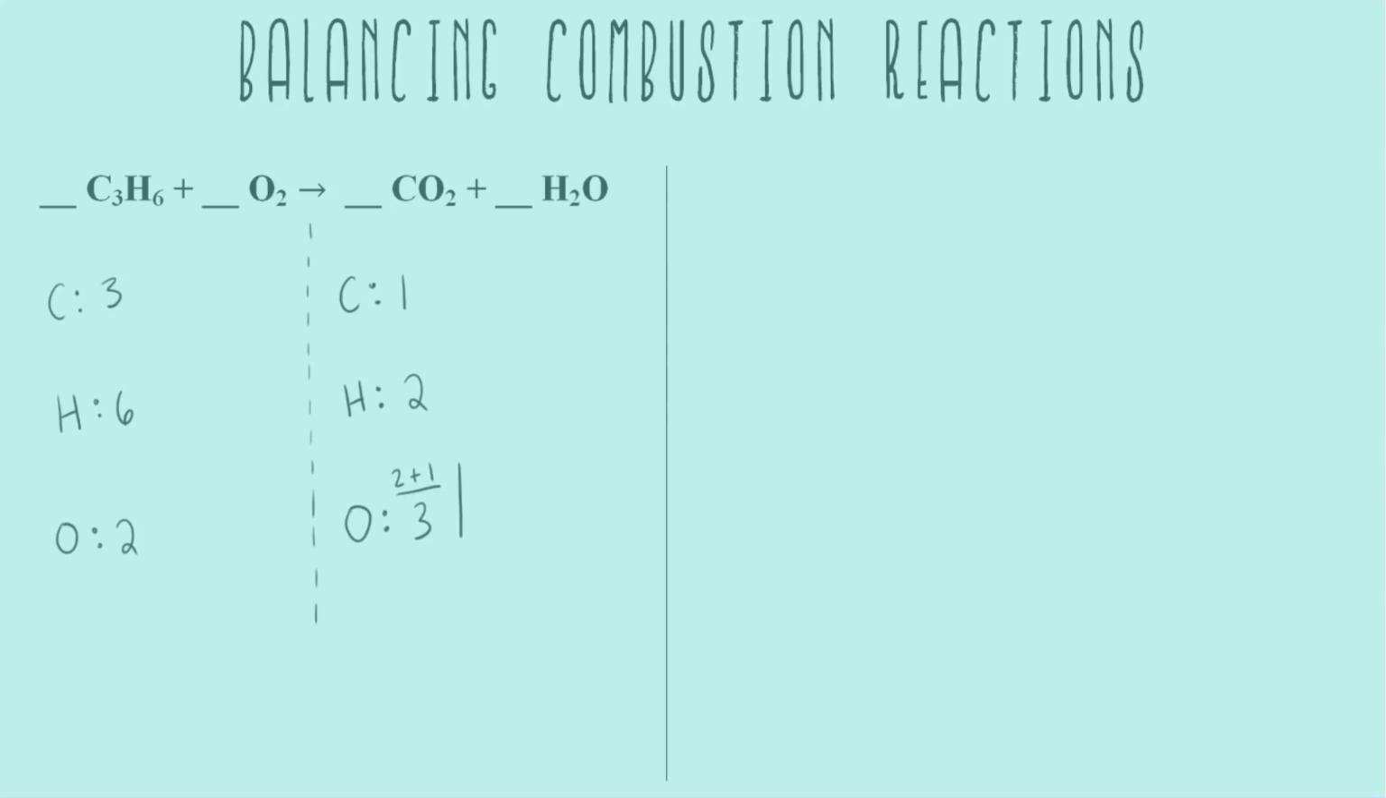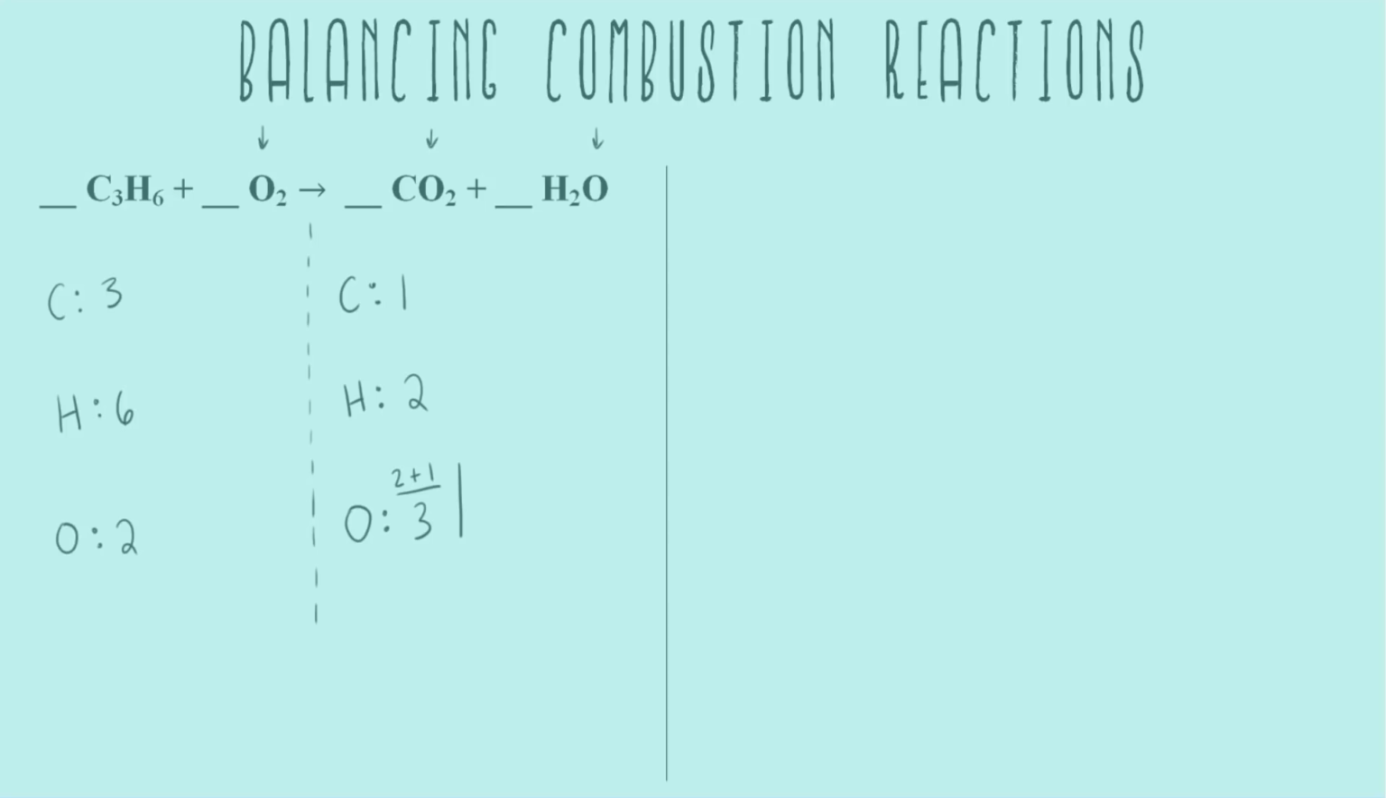With every type of balancing, it's always a good idea to balance whatever element appears in the most molecules last. In this case, carbon appears once on the left-hand side and once on the right-hand side. Hydrogen also appears once on the left, once on the right, but oxygen appears 3 times, right? It appears once on the side of the reactants, and it appears here and here on the side of the products. So we're going to go ahead and do oxygen last.